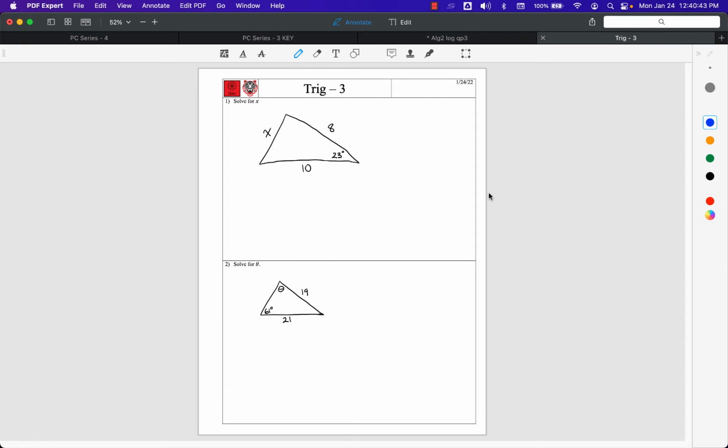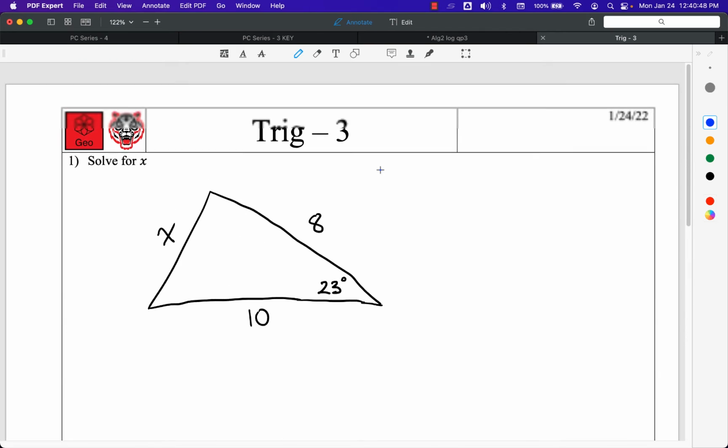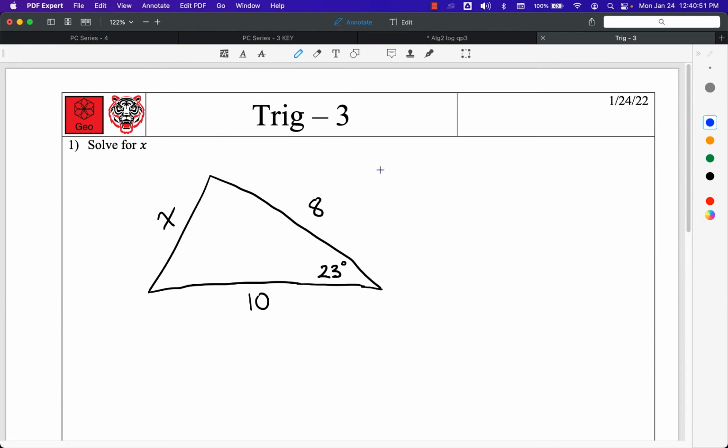This is geometry. We're going to go over our trigonometry -3 homework. Let's jump right in. This is going to be using law of sines and cosines, but now I'm not going to tell you what they are.